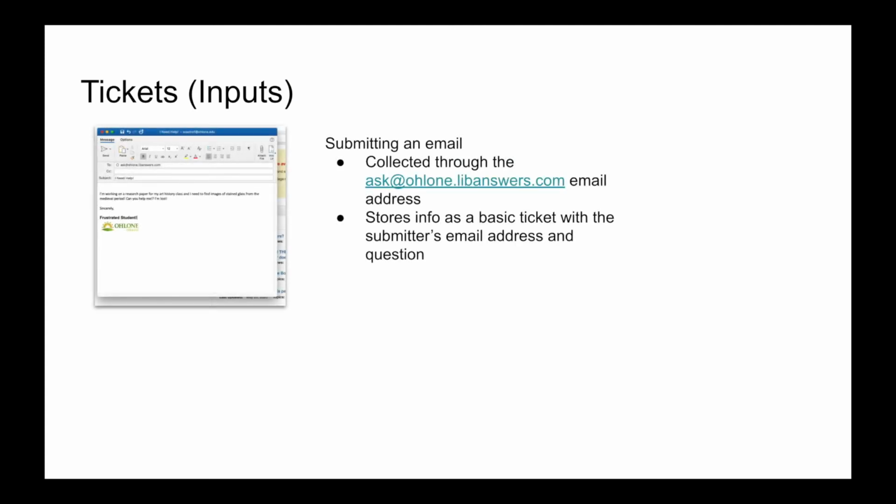The second way we get these is if a question is sent to the ask@ohlone.libanswers.com email address. It will store some of that info as a basic ticket, kind of like the one we saw before. The body of the email will show up in the body of the ticket, and the sender, wherever the email address comes from, will show up in the contact info. So it's going to store that basic information as a ticket as well.